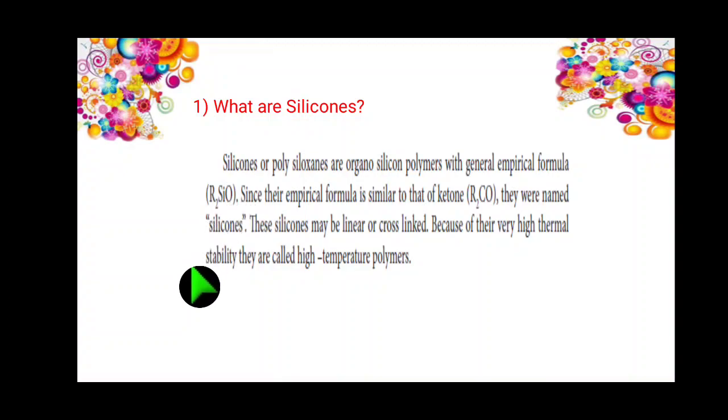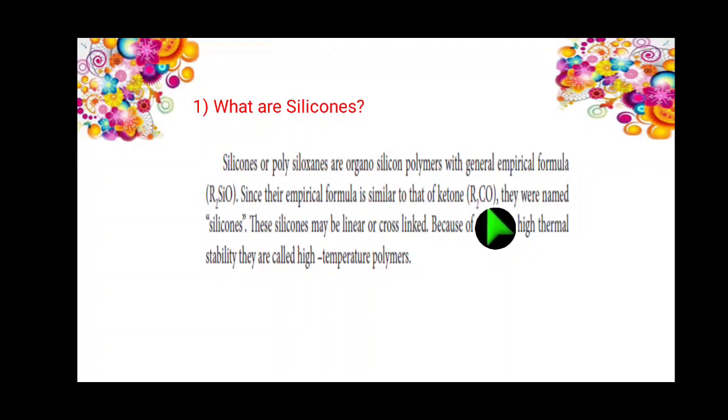comes under carbon group, carbon, silicon, germanium, tin, lead, the group 14, top to bottom, second element, silicon, right? That's why it has carbon valency 4. Since their empirical formula is similar to that of ketone, so in the place of silicon, carbon is there, right? So they were named silicones.